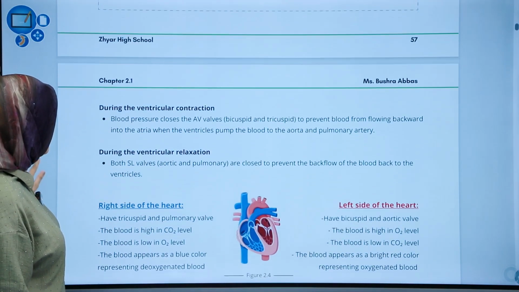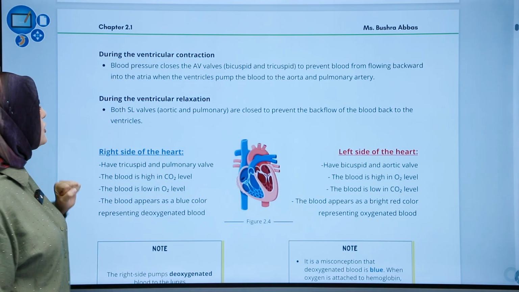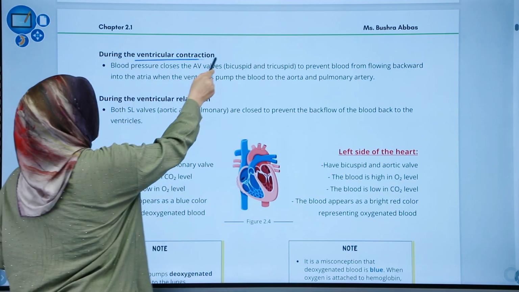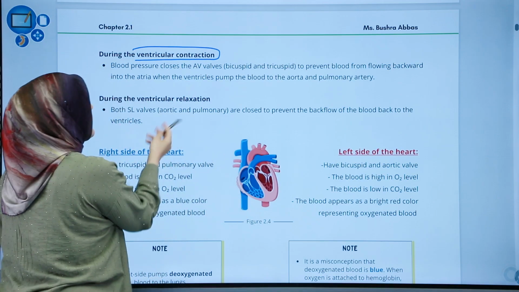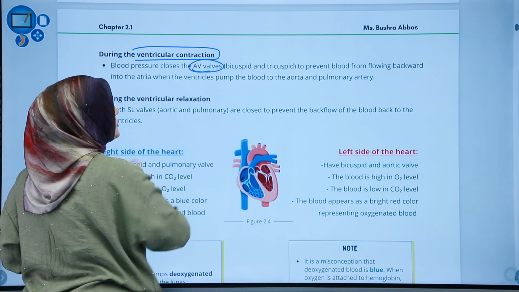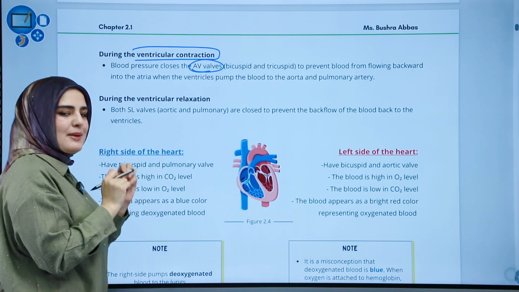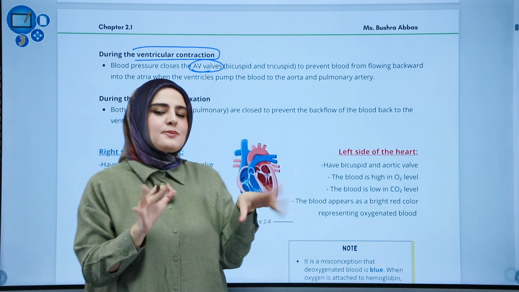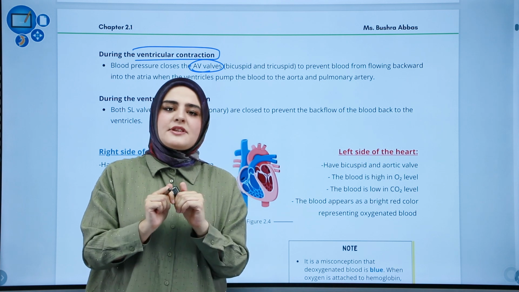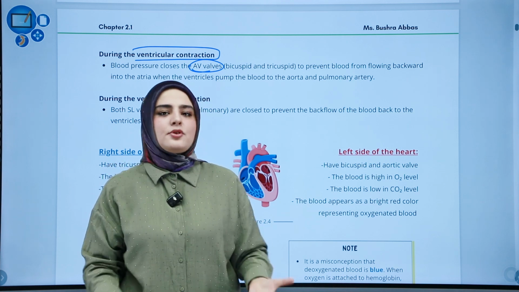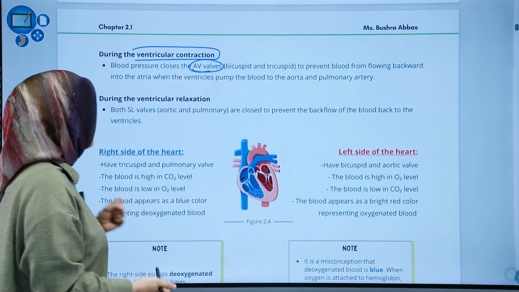Another thing we should know is that during ventricular contraction, meaning the ventricle contracting, the lower chamber squeezing, the AV valves close. Tricuspid and bicuspid both close. By the way, tricuspid and bicuspid both close at the same time, both open at the same time. Same for semilunar, both open at the same time, both close at the same time.